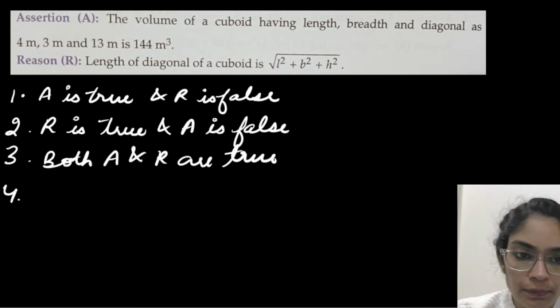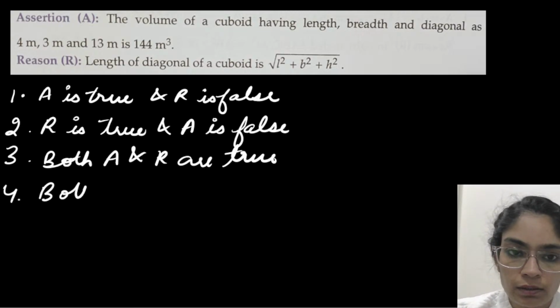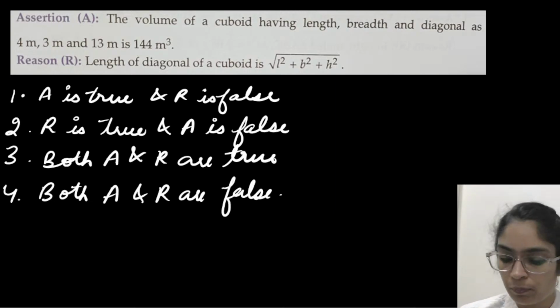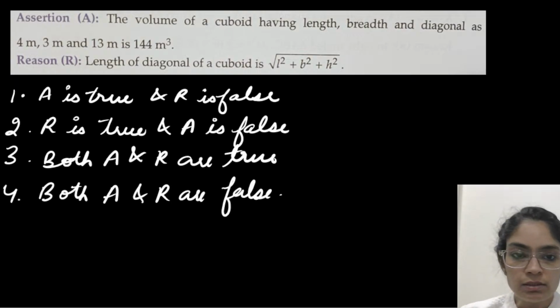And the fourth option, both A and R are false. So this type of options will be provided. So we have to just see which one is correct. So individually we will check the statements.